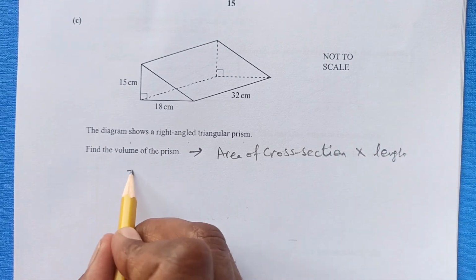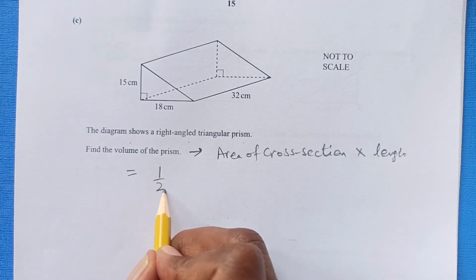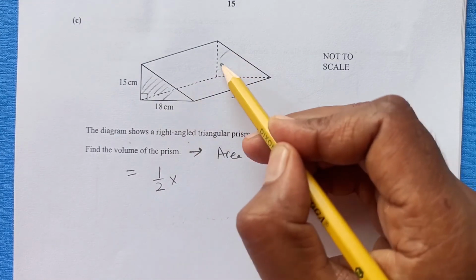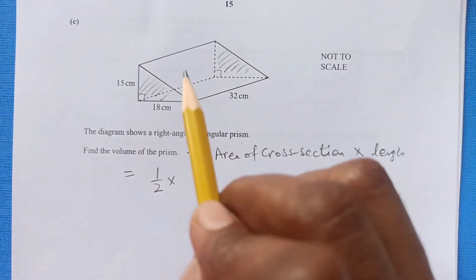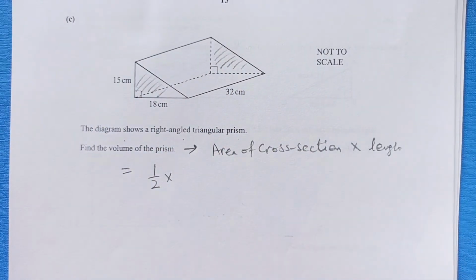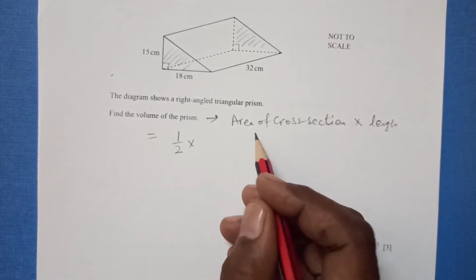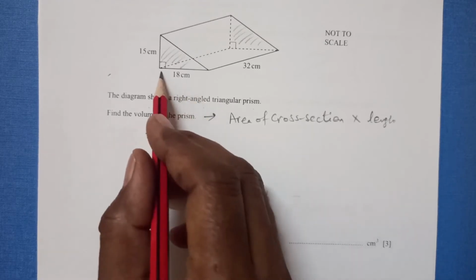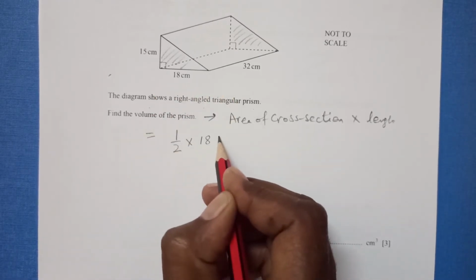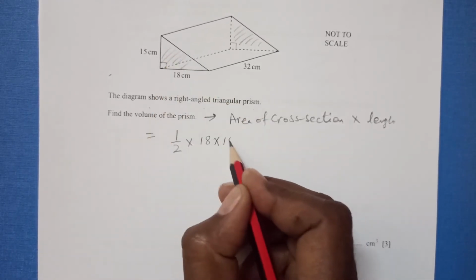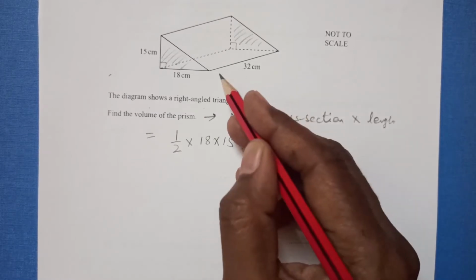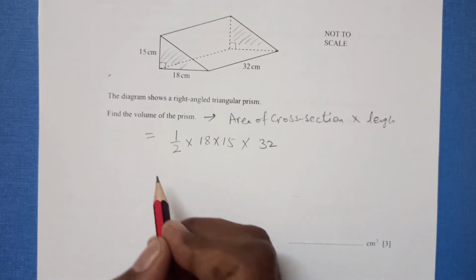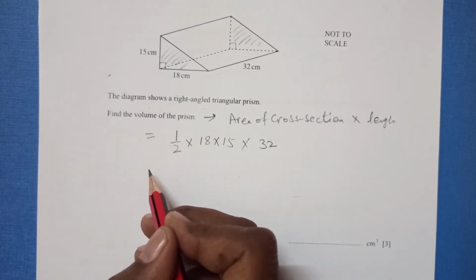So the area of cross section is half times base times height, since the cross section is a triangle here. Base is 18 here, times height, which is 15, times length. Length is this one here, 32, right? So now we just do the calculations.